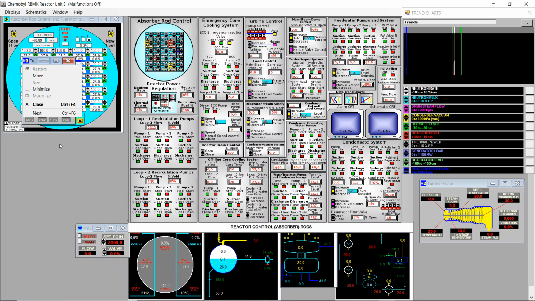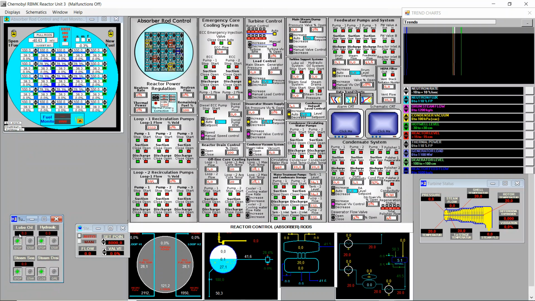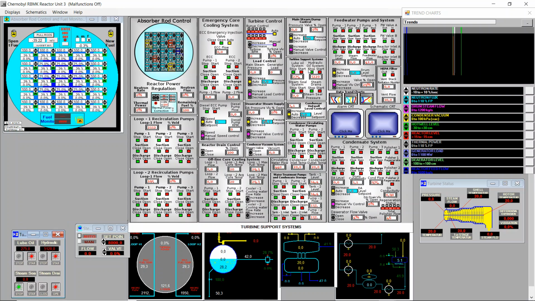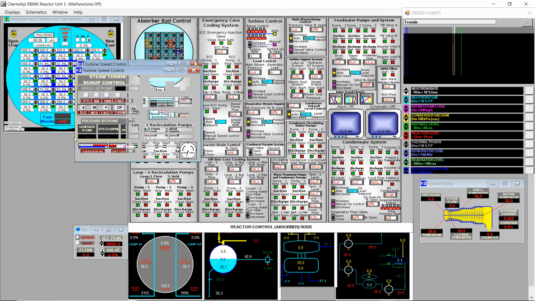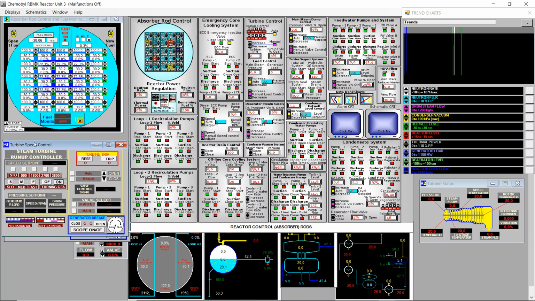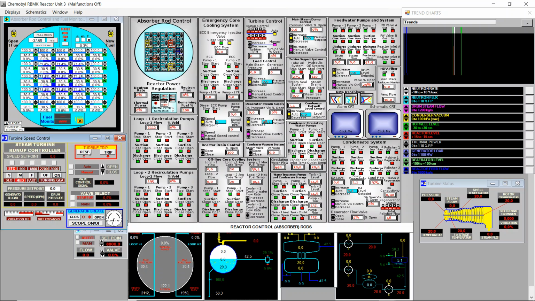So let's go to turbine support systems. We connect the lubricating oil, the hydraulic system that governs the valves, and steam drain. Not yet steam seal. Yeah, this was already open. Go to turbine control and reset because it's in trip position, and turn on the turning gear.